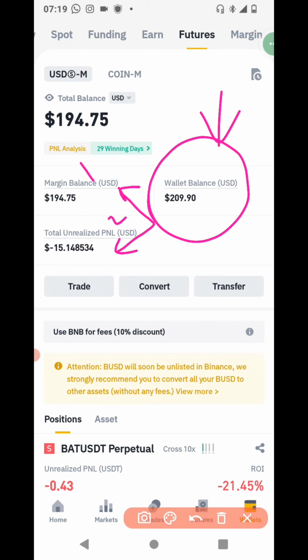Now, what is this minus $15 that I'm seeing here? This is the total amount of money that is in the market that is at a loss, the total amount of money being traded that is at a loss. It is called unrealized PNL for a reason, because this loss is not a permanent loss yet, because this trade is still ongoing. That's why they call it unrealized.